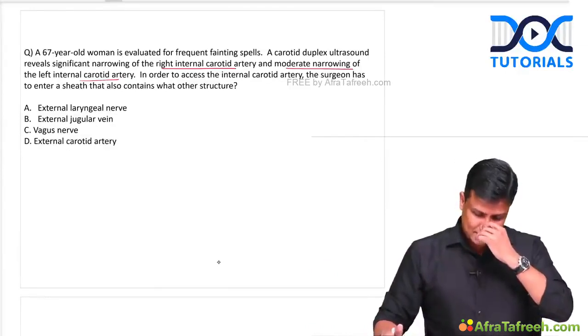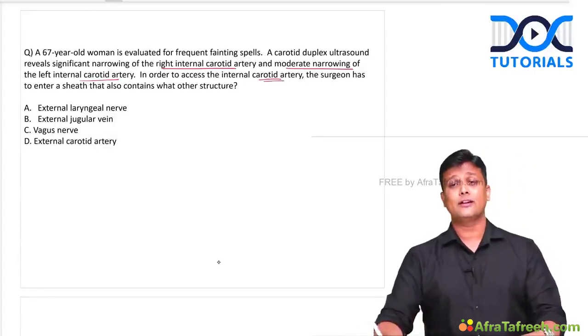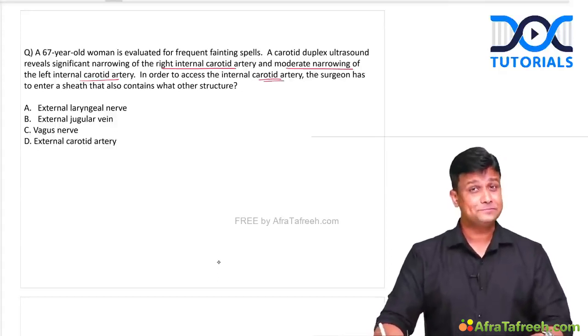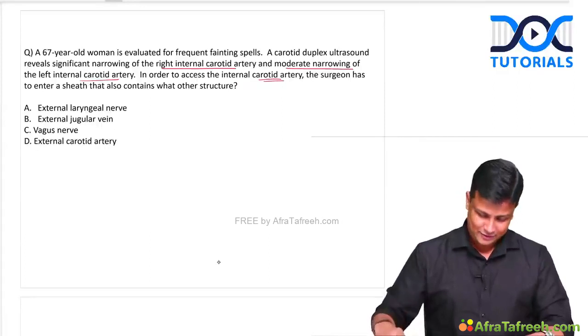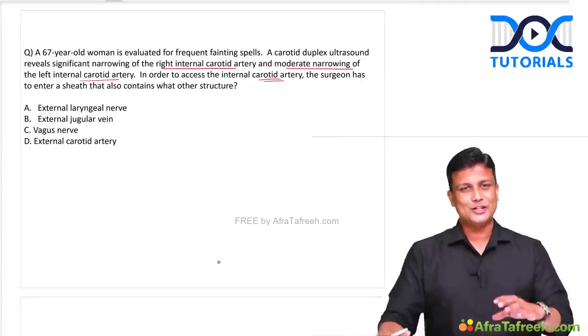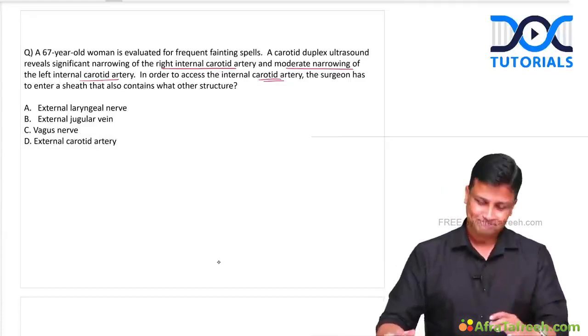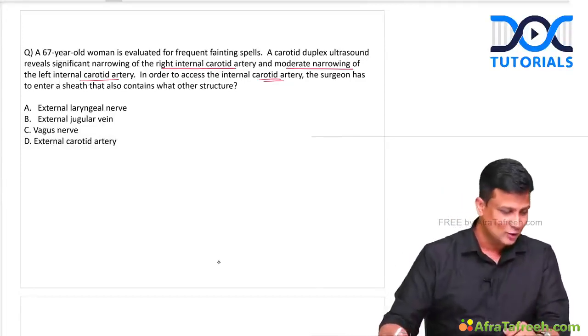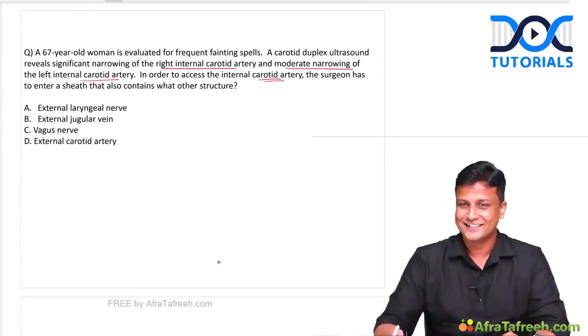So, the internal carotid artery is actually present there. Along with that, what are the other structures? So, where do you have the internal carotid artery? It is basically about the carotid sheath. Very good. Okay. So, basically, the question is about the contents of the carotid sheath. So, instead of asking directly, you can see how the clinical question can be framed, guys.